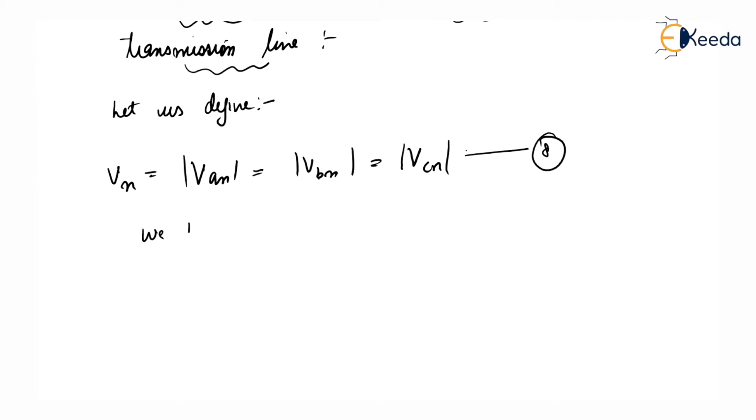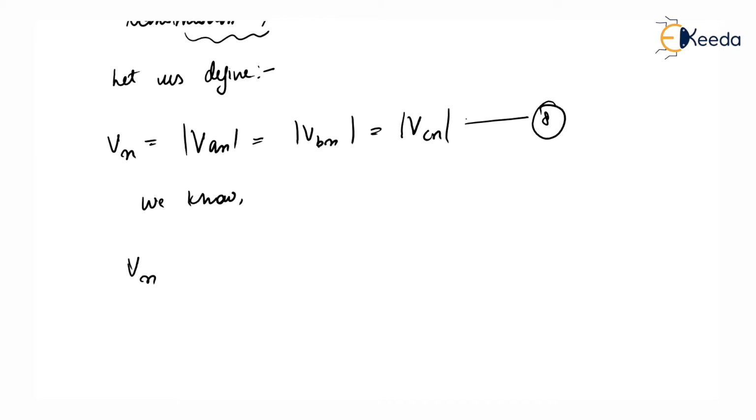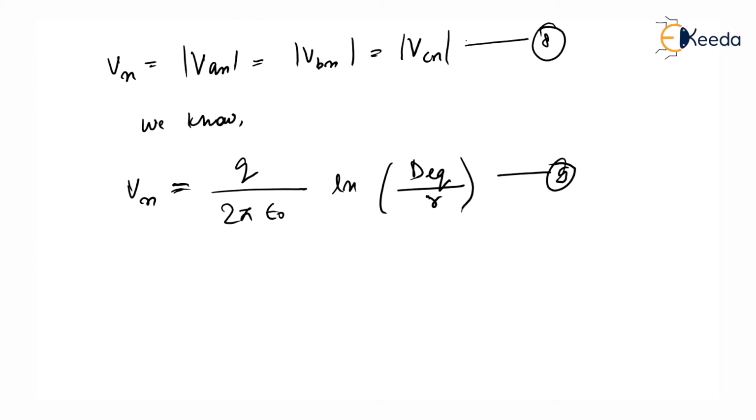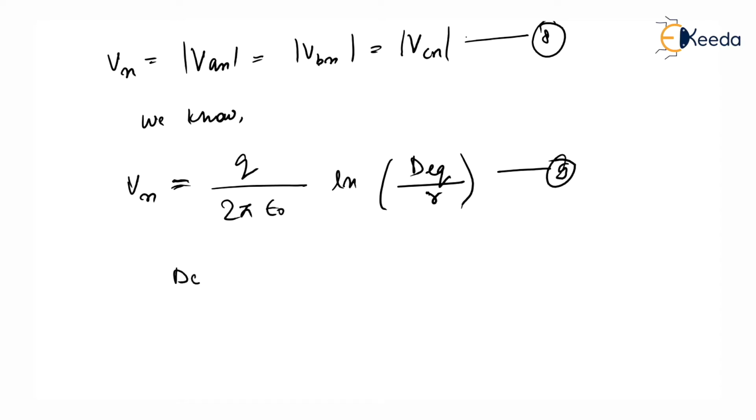We know from the capacitance calculation, Vn is equal to Q upon 2 pi epsilon naught log D equivalent by r. This is equation number 9. And we know D equivalent is equal to DAB into DBC into DCA to the power 1 by 3.